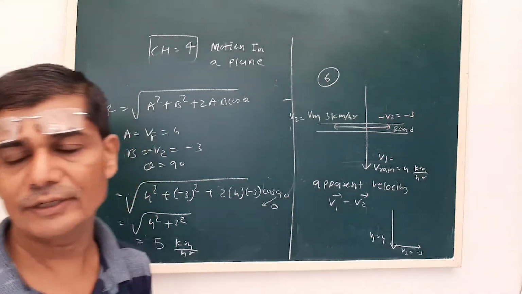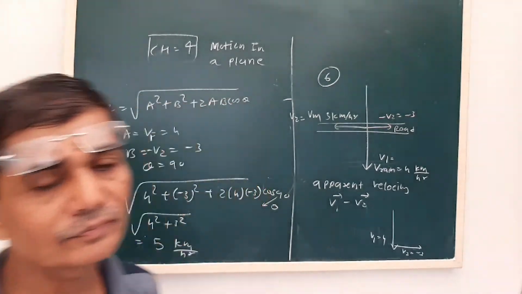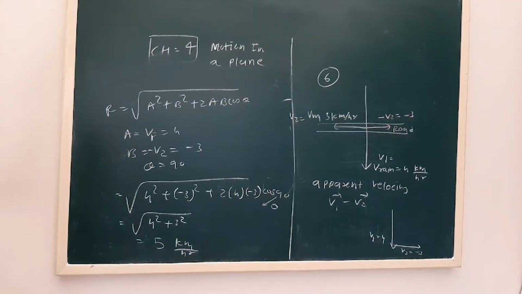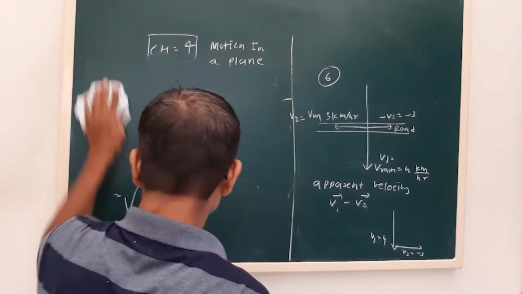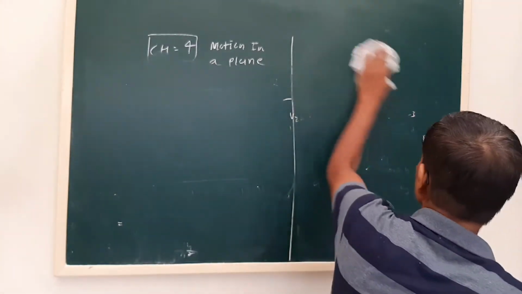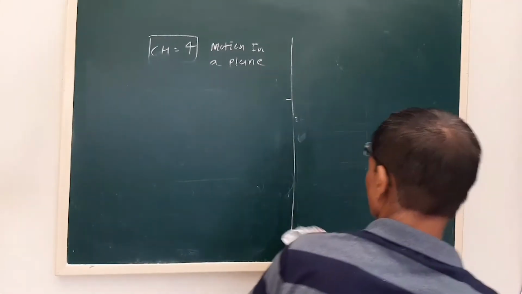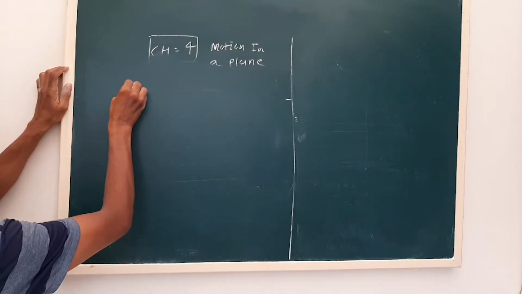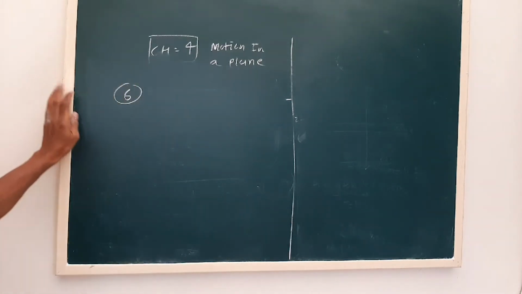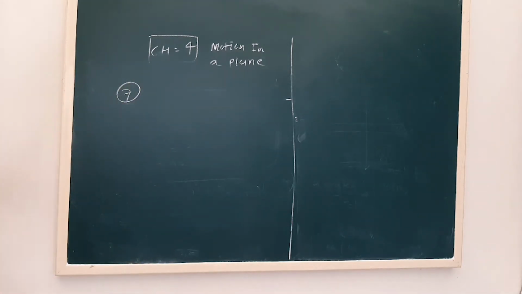Now this is also addition of the vector only, but whenever it is given apparent velocity, we have to take it as a relative velocity. Now see our next MCQ, number 7. The question is: for which angle of projection will range and height be equal?